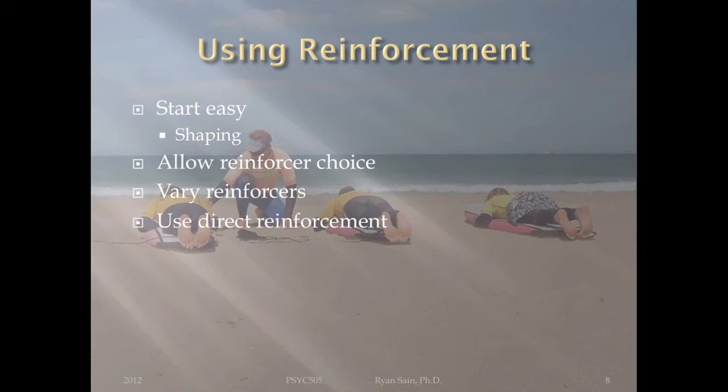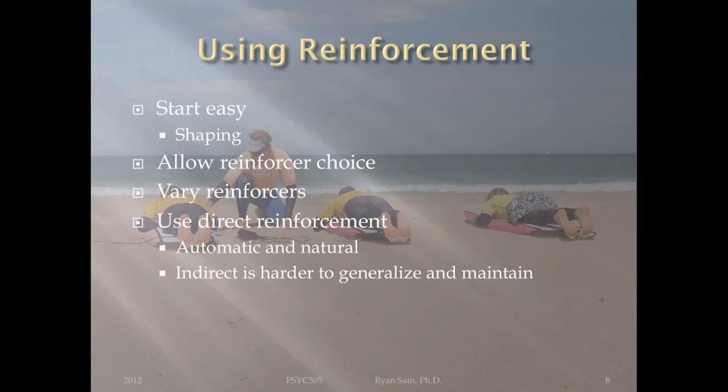Direct reinforcement, much better, right? There's two types of direct reinforcement. Well, I'm sorry. No, there's one type. I was just reading my slides wrong here. Automatic and natural. So you want it to be automatic and you want it to be a natural reinforcer. So the quicker you can come into contact with the real reinforcer in the real environment, the more likely that is going to maintain behavior for a long period of time.